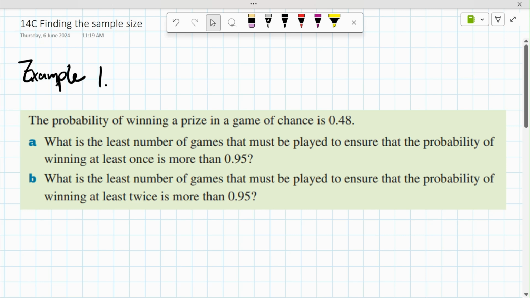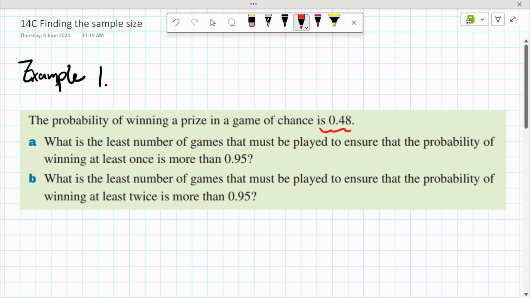We're gonna find some simple sizes today. So we're gonna use the CAS calculator, basically from now to the next chapter and onto chapter 17. The probability of winning the prize in the game of chance is 0.48. So let's start with examples.